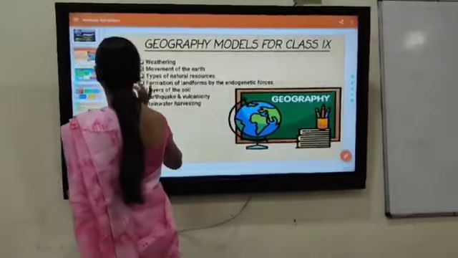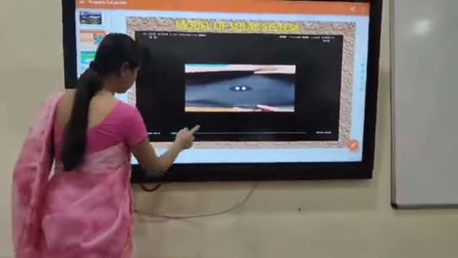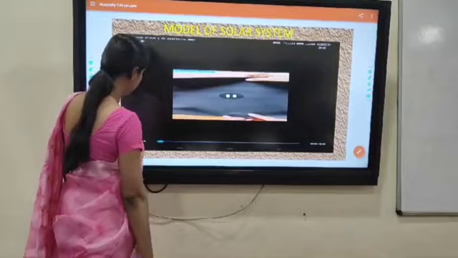Okay. Layers of the soil. Some models are here. I think it will be. It will be.